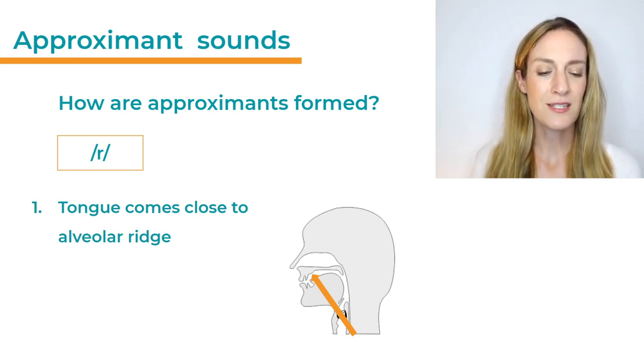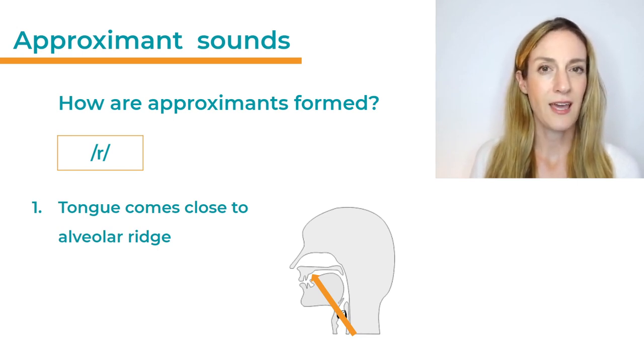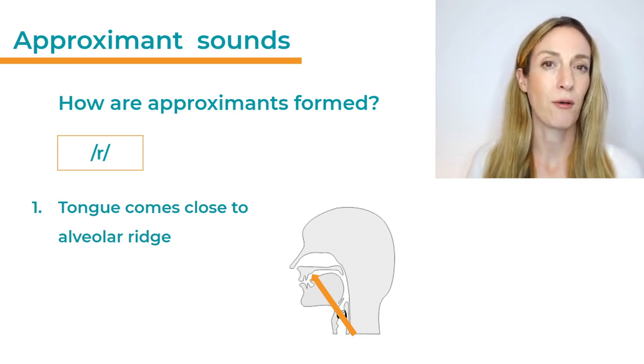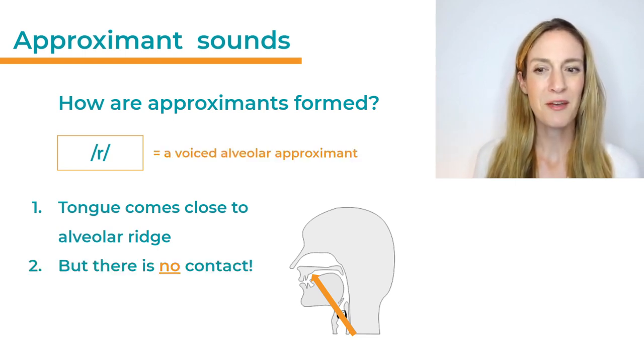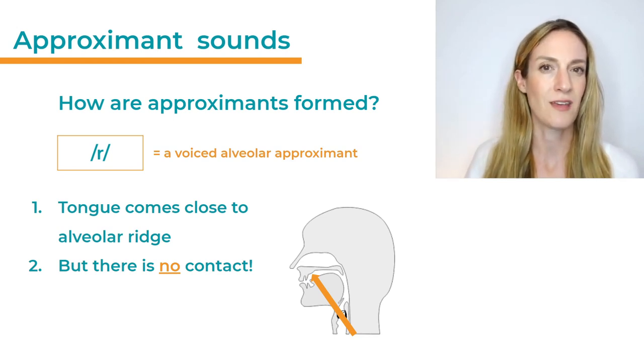So it comes close, and R is a little bit difficult for some learners to say. And that is also because the tongue, I would say, curves a little bit in the mouth. R. So it comes close to this ridge, but it is also curved a little bit. I would say almost a bit like a spoon. R. But very important, there's no contact when we form the sound R.